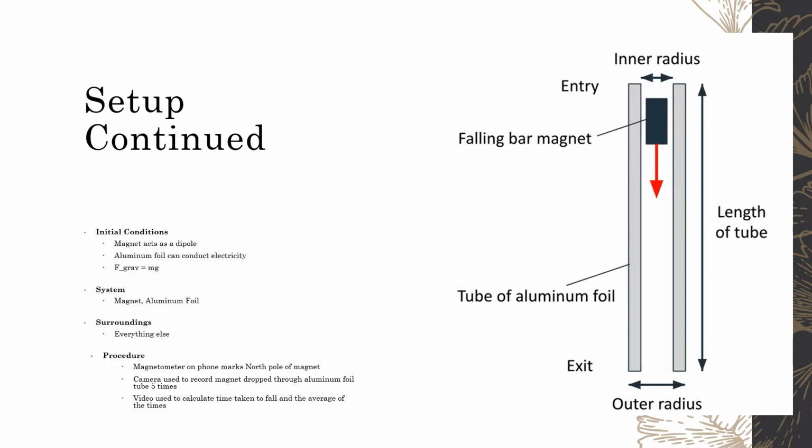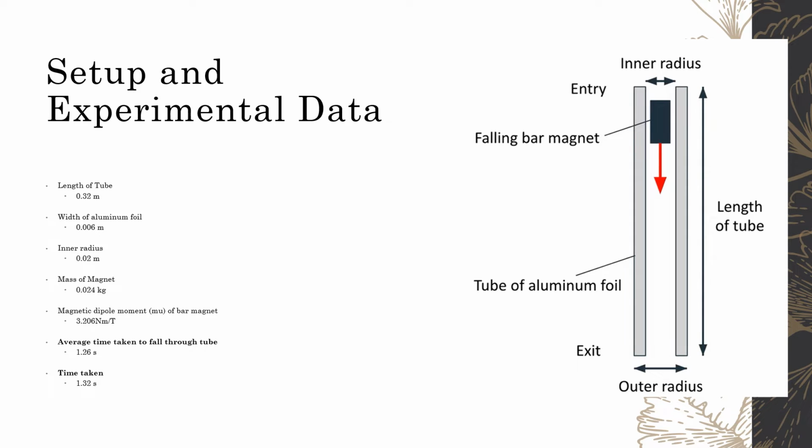Our procedure was that the magnetometer on the phone marks the north pole of the magnet, and the camera was used to record the magnet being dropped through the aluminum foil tube 5 times. The video was used to calculate the time taken to fall and the average of these times. The length of the tube was 0.32 meters, width of aluminum foil was 0.006 meters, inner radius was 0.02 meters, mass of magnet was 0.024 kilograms, magnetic dipole moment was 3.206, and the average time taken to fall through the tube was 1.26, and the time taken was 1.32 seconds.